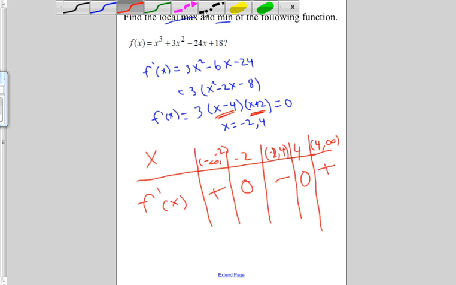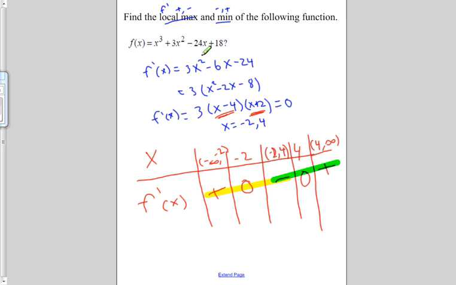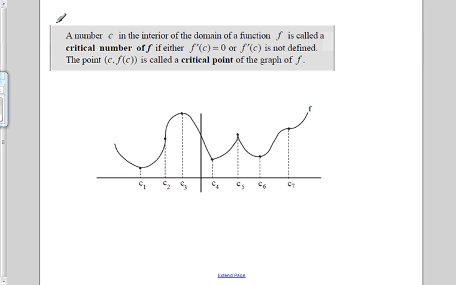So looking at the change, we go from positive to 0 to negative here, and we go from negative to 0 to positive here. That indicates that this is a max, and here we have a min. So we have a max when x equals -2, and a min at x equals 4. Okay, so no problem there.